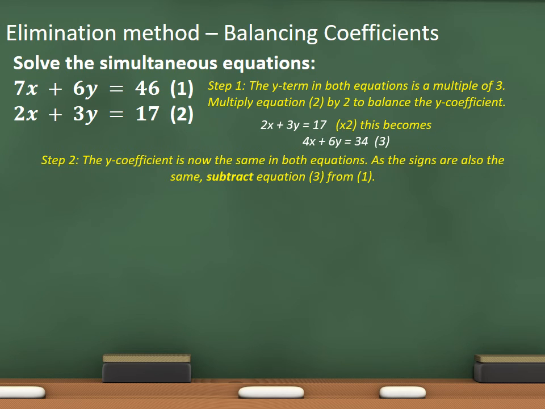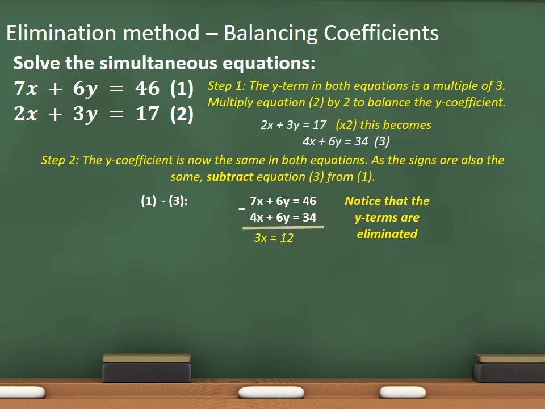Now put the equations under each other and subtract them because the two y's are positive. 7x minus 4x is 3x. 6y minus 6y is 0y, so it is eliminated. 46 minus 34 is 12. Divide the two sides by 3. x equals 4.